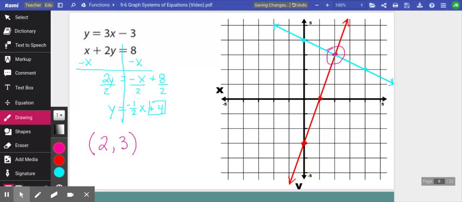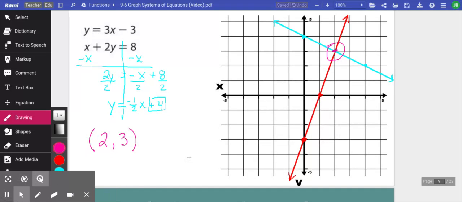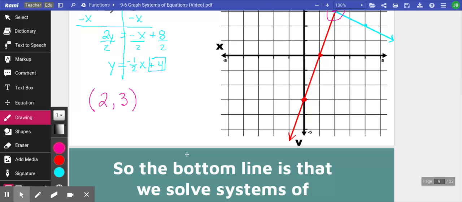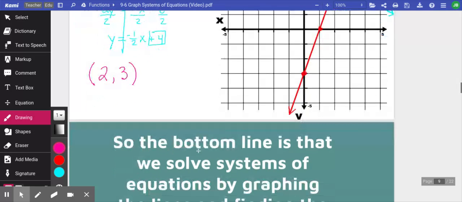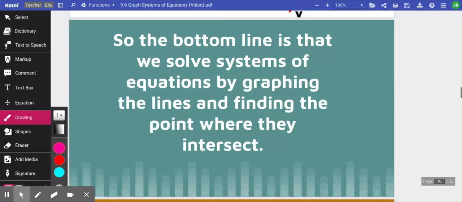Okay, so again, that's just one of those problems where we're able to find the solution by graphing. However, we needed to do a little bit of work ahead of time. But let's go over this first. So the bottom line is we solve systems by graphing. Graph the line just like you would any other line using slope-intercept form, and then find the point where they intersect. That's it.